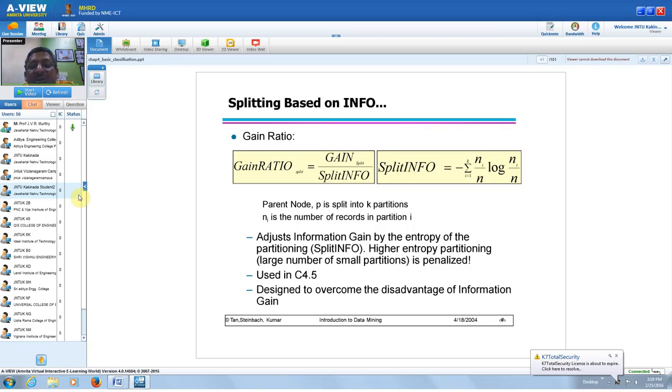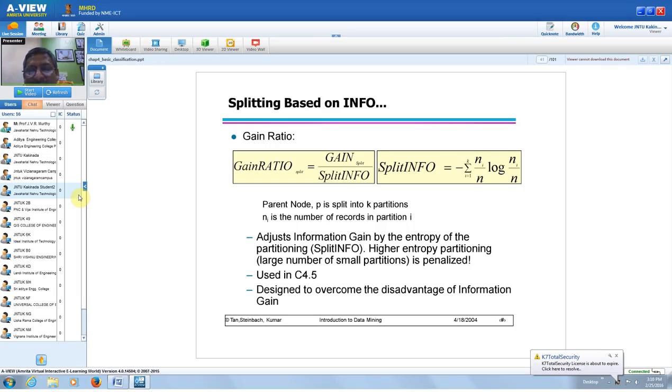That is the gain you have considered. Gain is calculated as usual, but it is divided by the split information. What is the split information? Split info is minus the sum from i = 1 to k of (ni/n) log(ni/n). So ni/n is the probability, and log(ni/n). That is called split info. Your parent node is split into k partitions, and ni is the number of records in partition i. So adjust the information gain by the entropy of the partitioning, the split info.